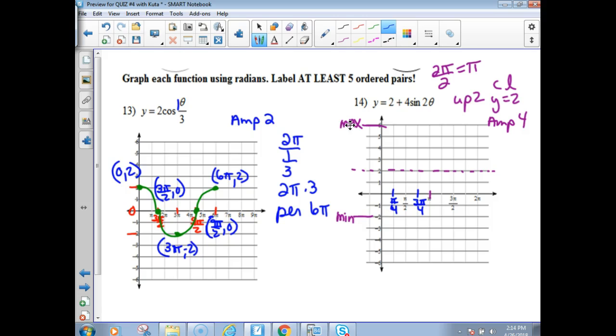Okay, so this is a sine graph, so it starts at the center line. It's not a reflected graph, so I start going up, back to the center line, down to the min, back to the center line.